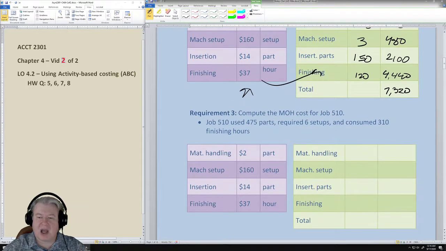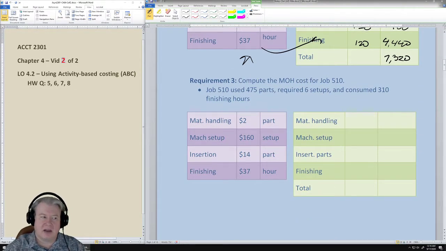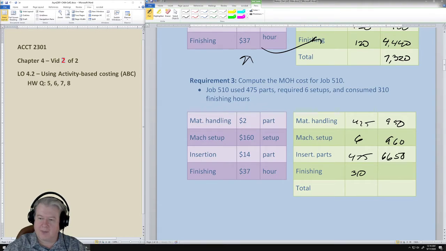And we'll do that one more time here with job 510. We would just go through and say, okay, 475 parts, 6 setups, 475 parts, 310 hours, and then just do the multiplication across. So I'll just fill in here. 950, 960, 6,650, 11,470.